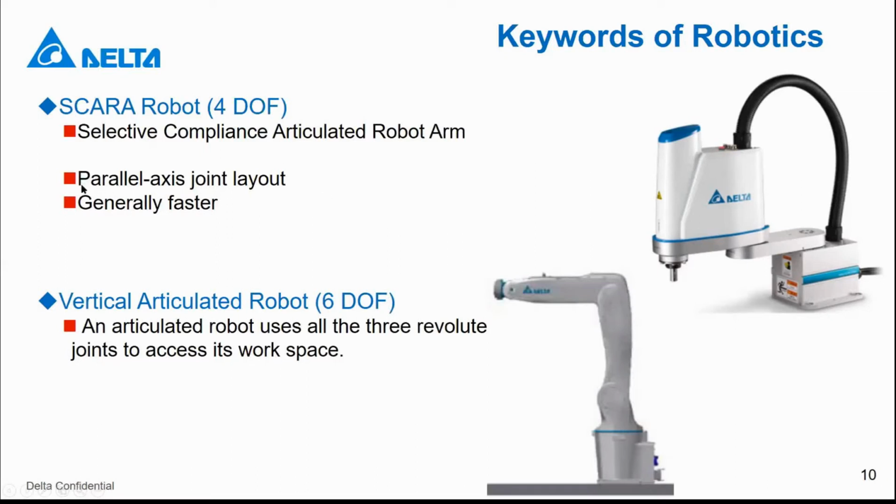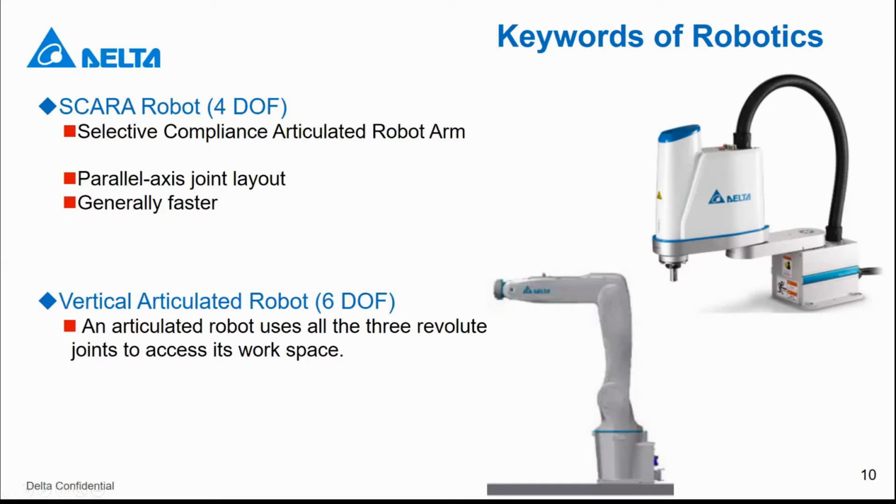It usually has a parallel axis joint layout, like in the picture you see. All the axes are parallel, and generally it will be faster because of its design.